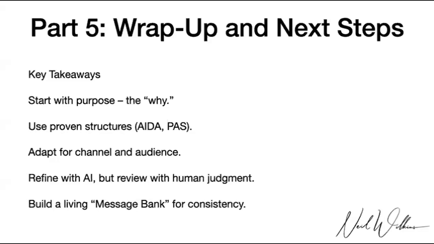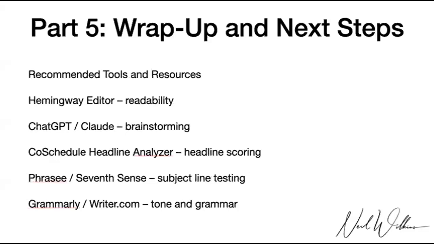And build a living message bank, the thing I was just talking about there, to ensure consistency, not only every time you do it, but every time everybody else gets involved in it too. And recommended tools and resources, bring them into the mix. These are your assistants. This is your content or marketing message team. So Hemingway Editor for readability, ChatGPT, Claude, or others for brainstorming new ideas, CoSchedule Headline Analyzer for headline scoring, Phrasee or 7sense for subject line testing, and Writer.com or Grammarly to check your tone and grammar.